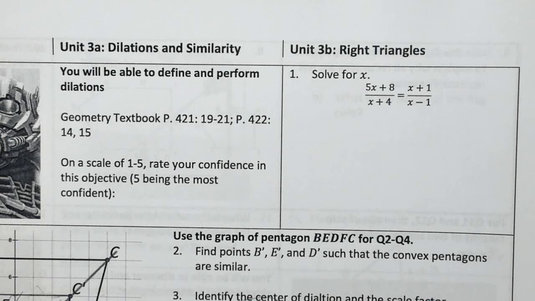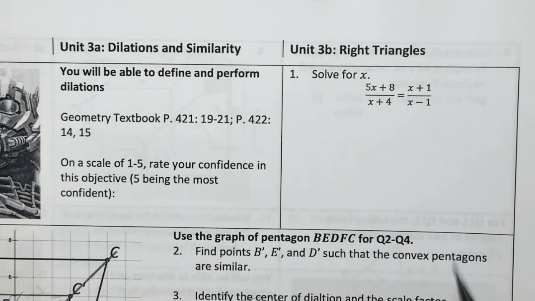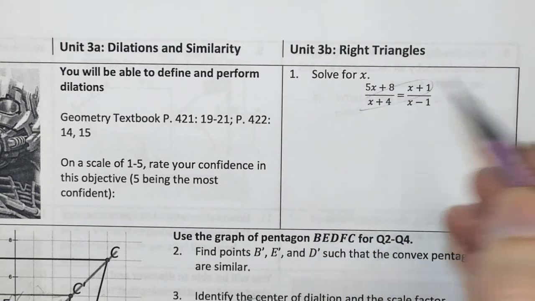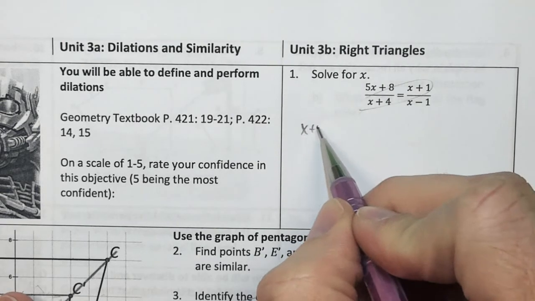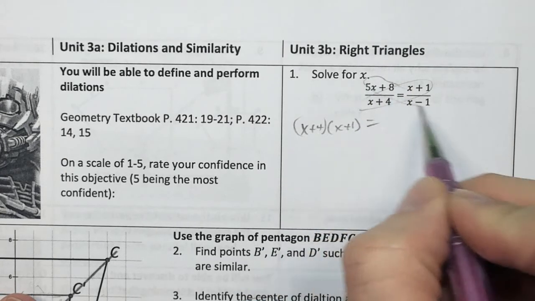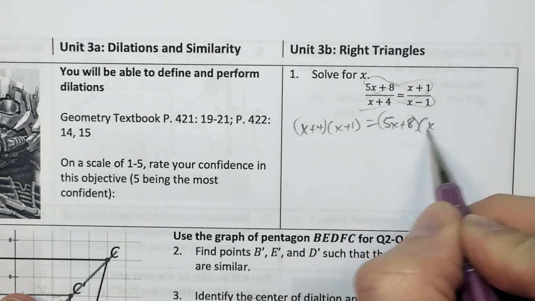Question number 1. On 1, we're just solving for x. We have two equal ratios, that's a proportion, and we solve for x by setting the cross products equal to each other. So first cross product, x plus 4 times x plus 1. Second cross product, 5x plus 8 times x minus 1.